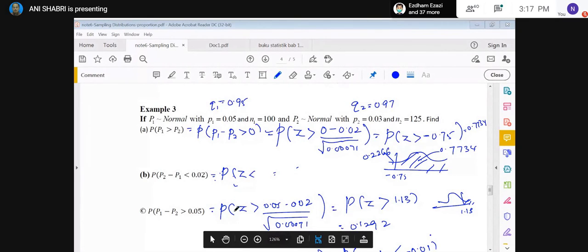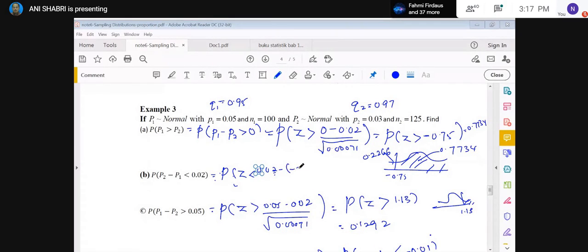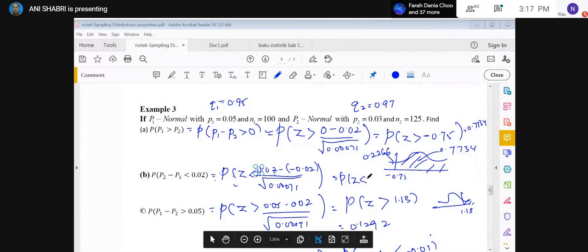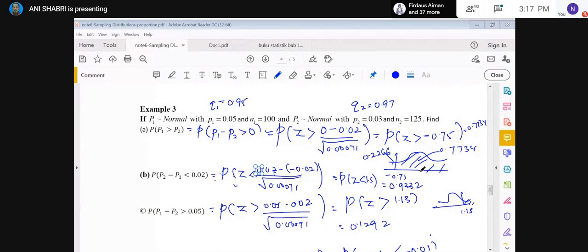Okay, maaf mana ni. Okay, this one is 0.02 minus 0.02 divide by 0.00071. It is equal P Z less than 1.5. Okay, 1.5. Okay, the answer is 0.9332. Okay, 933.